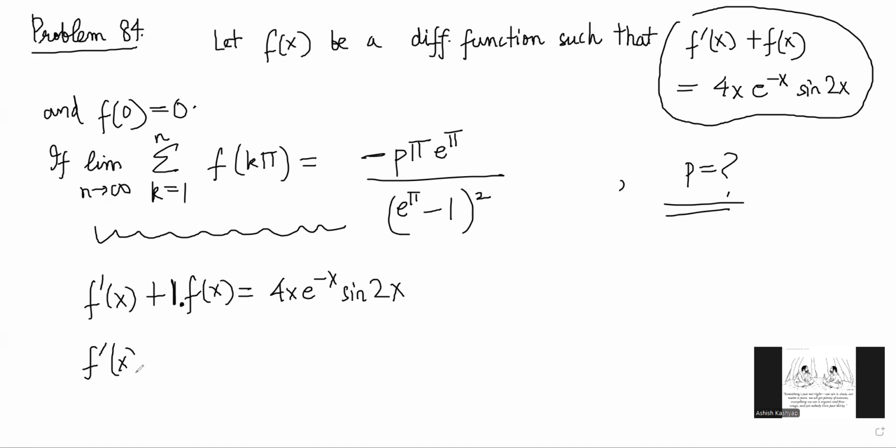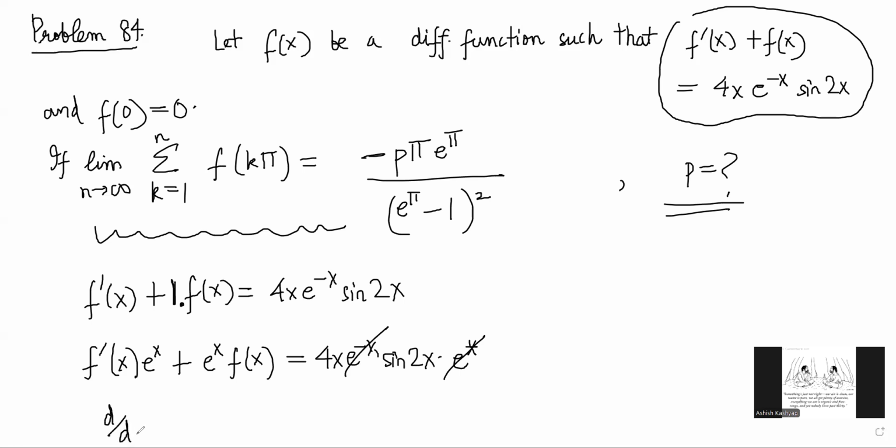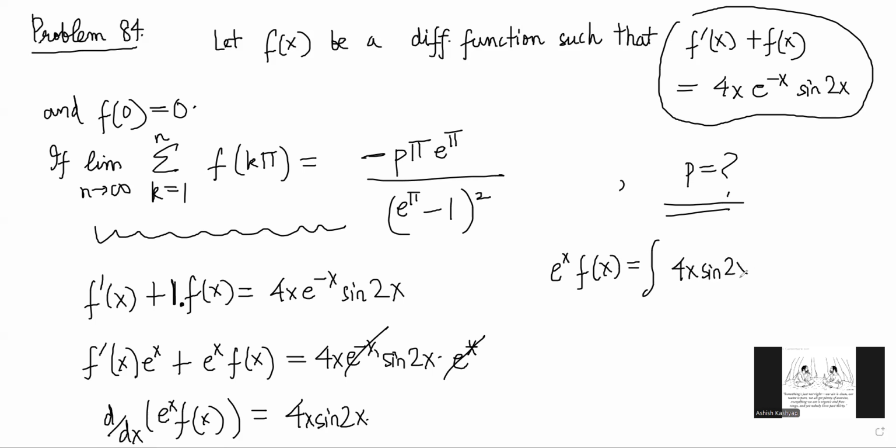Multiplying both sides by the integrating factor, we get e^x f(x) on the left, and on the right 4x e^(-x) sin 2x times e^x. The e^x and e^(-x) will cancel on the right hand side. So d/dx of (e^x f(x)) is 4x sin 2x. From this, e^x f(x) will be the integral of 4x sin 2x. Now, obviously, this integral has to be done by integration by parts.